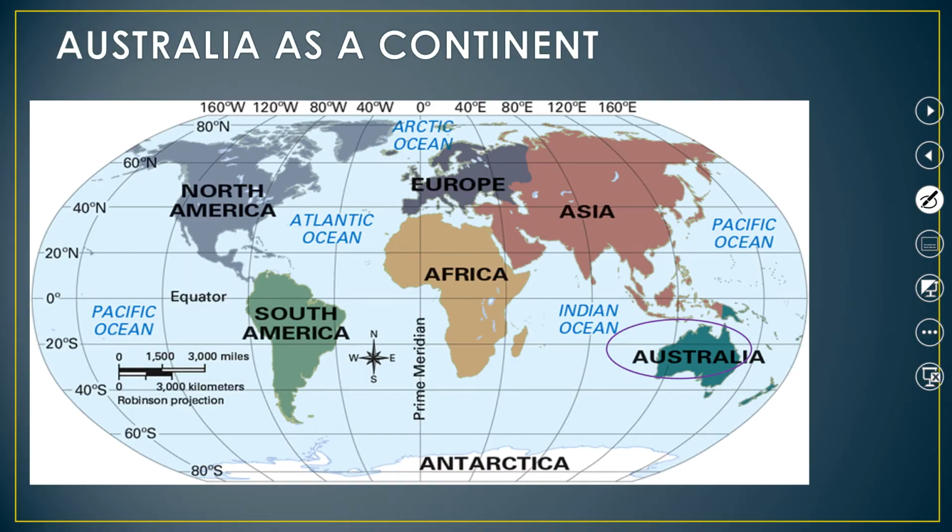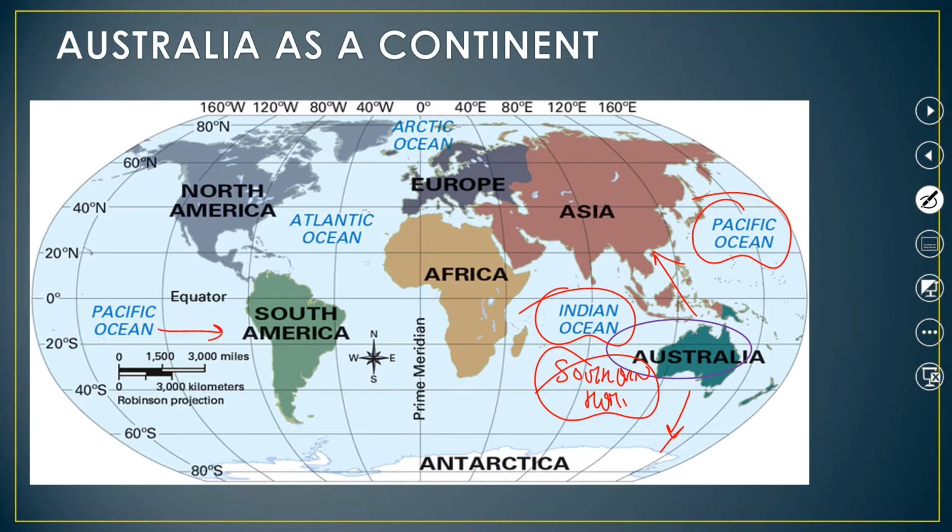Let's have a look first over the location of Australia. Australia, as you can see, is located in between the Indian Ocean on one side and the Pacific Ocean on the other side. And it is completely in the southern hemisphere. It is located completely south of the equator. As far as Antarctica is concerned, Antarctica is towards the south of Australia and Asia is towards the north of Australia, while South America is towards the east of Australia.